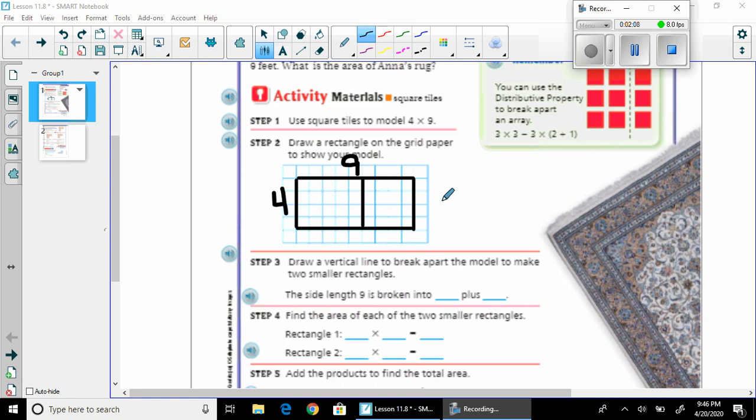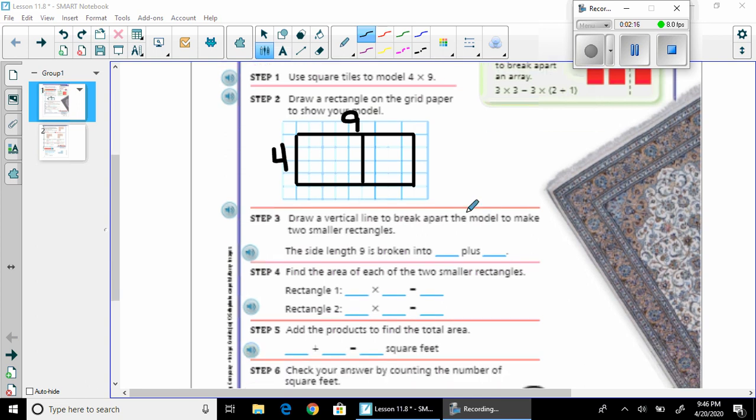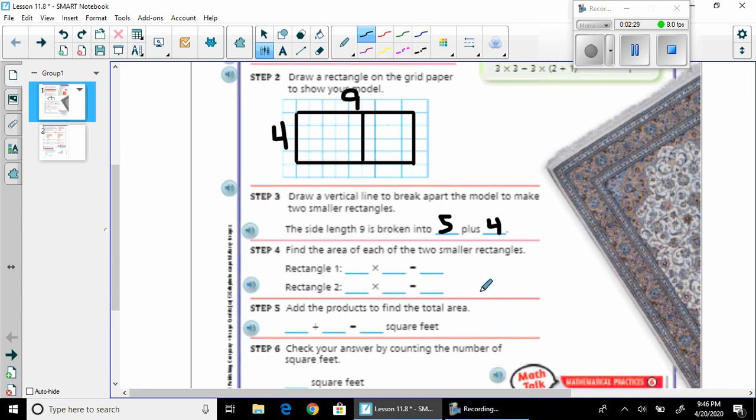So if you notice, our length stayed the same, but our width has changed, okay? So our widths now would be 5 and 4, okay? So again, when you remember, when you're using the distributive property, when you break apart into 2 arrays, if you add them together, you should get the same amount as you did before. So we are going to write our equations for our 2 arrays down below, and then we will double check to make sure our product is the same, okay?